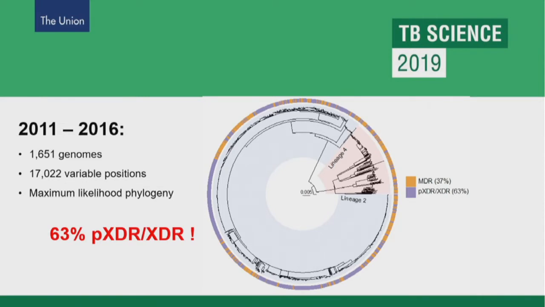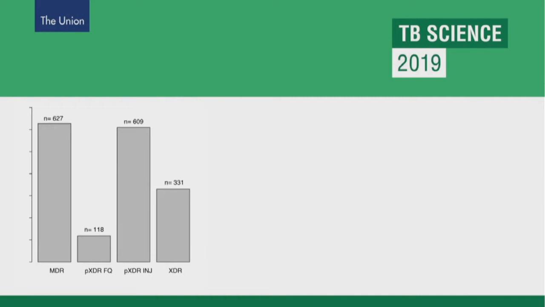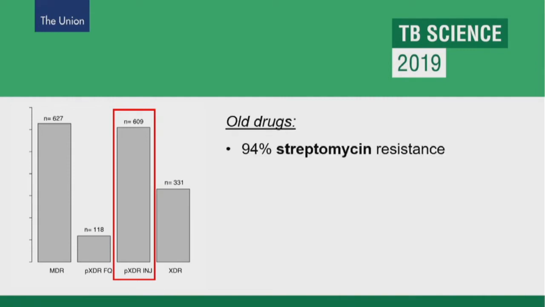Now if you look at the flavor, if you will, of pre-XDR, it's also interesting to note that the majority of these so-called pre-XDR strains are actually MDR plus injectable resistance. And then, of course, we have quite a lot of XDR strains also transmitting. We also looked at some old drugs, streptomycin. 94% of all these strains had a resistance to streptomycin, maybe not surprising, but it's essentially almost fixed. The whole population is essentially resistant to streptomycin.